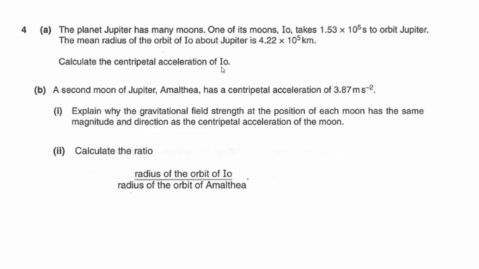In Part B, you are given a second moon of Jupiter, and you're asked to explain why the gravitational field strength of each moon has the same magnitude and direction as the centripetal acceleration of the moon. For B Part 2, it is a calculation question in which you're asked to determine the ratio of the radius of the orbit of Io to the radius of the orbit of Amalthea.